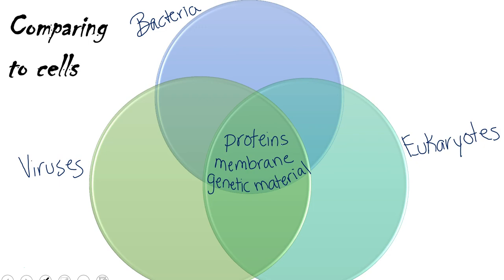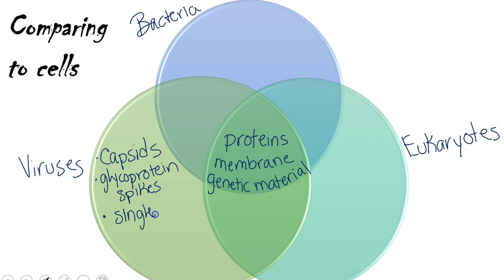So now let's think about what is unique to viruses. Only viruses have capsids, and only viruses have glycoprotein spikes. Although other cells do have receptor proteins on their surfaces. Those glycoprotein spikes are fairly unique to viruses. Viruses are also the only place where we will find single-stranded DNA or double-stranded RNA.